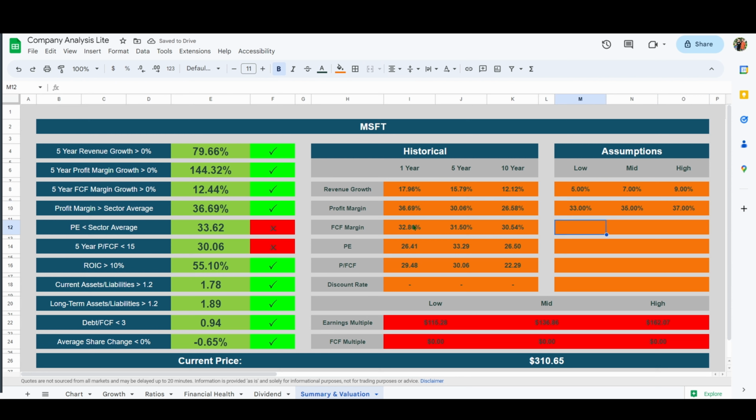Same for free cash. I'm going to go a little lower actually. I'm gonna go 30, 32, and 34. For the PE, I'm just going to go 18, 19, 20. Same for here, 18, 19, 20. And then the discount rate, which is kind of like your desired annual return.